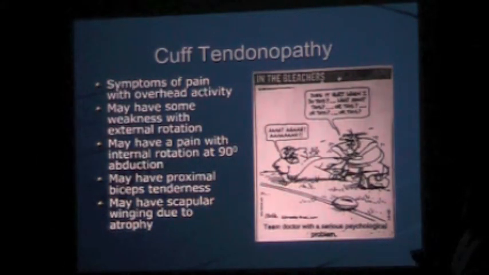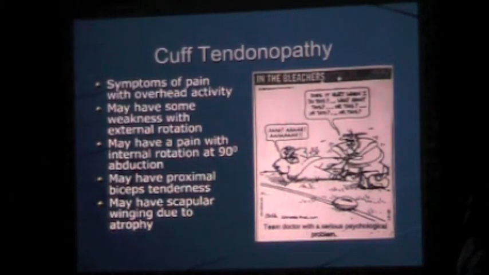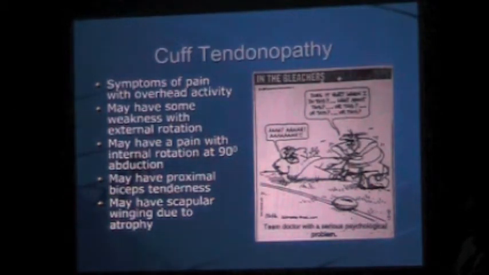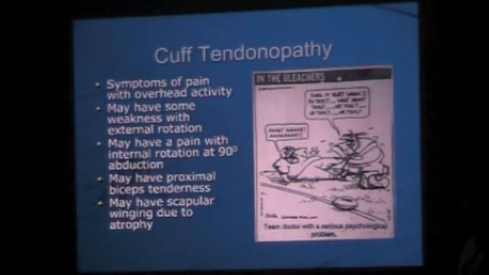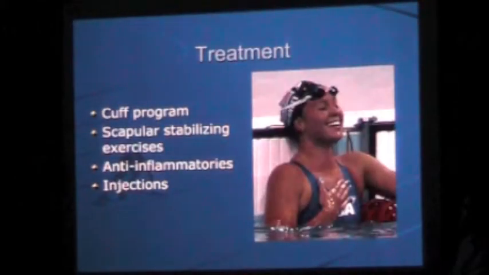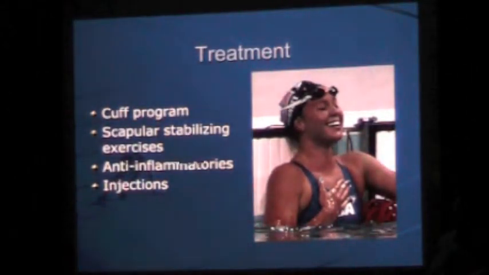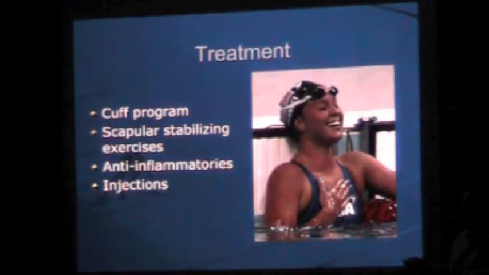Symptoms of this is what we look for with cuff tendinopathy: pain with overhead activity, weakness with external rotation, pain with internal rotation at 90 degrees abduction, proximal biceps tenderness, scapular winging due to atrophy. So always remember, look at the scapula, look at the balancing of the shoulder, make sure they're strong in every plane. Treatment: cuff stabilizing program, strengthening that rotator cuff. Working on the scapular stabilizers, working on the parascapular musculature, the scapulothoracic junction.